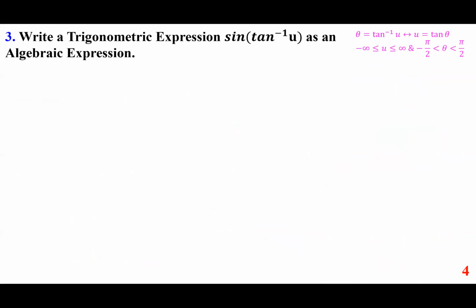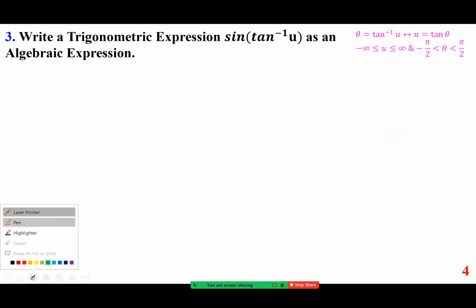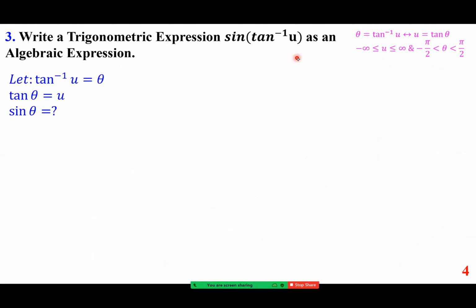Write a trigonometric expression for sine of tan inverse of u as an algebraic expression, and we have several ways of approaching it. I'm going to go over a couple of them. For example, if we let tan inverse of u be theta, then tan theta by definition is u, and we are looking for sine theta. That's the idea behind that. We know that cotangent is 1 over u because it's the reciprocal of tangent.